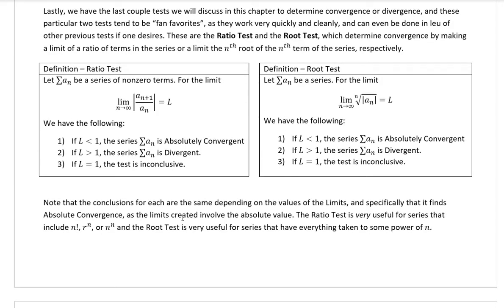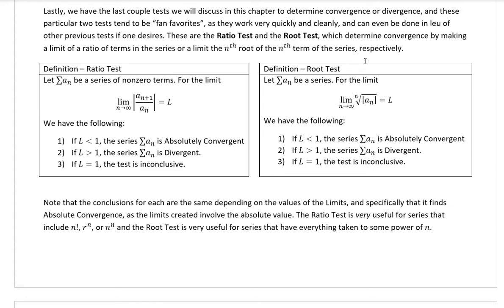But our last couple tests, the ratio and root tests, are going to be new, and they're very, very similar, which is why I have them next to each other. Both of these are going to be helpful to evaluate either alternating or normal series, which is nice because of that flexibility. The way that it evaluates them for both the ratio and root test is by evaluating limits, where the ratio test makes a ratio of successive terms in the series, whereas the root test finds the nth root of the nth term in the series.